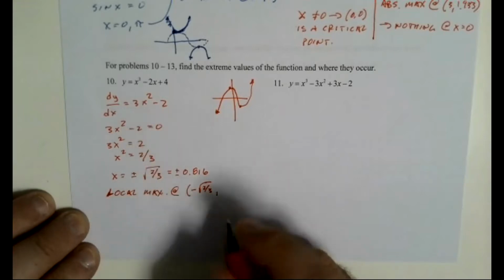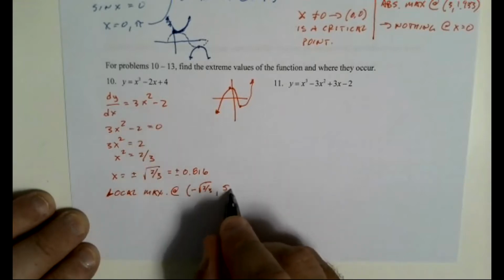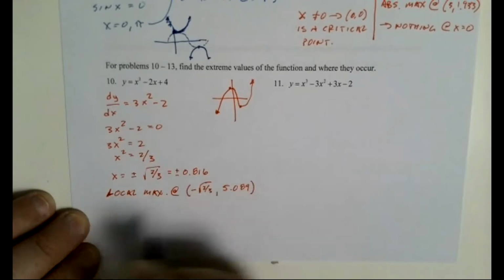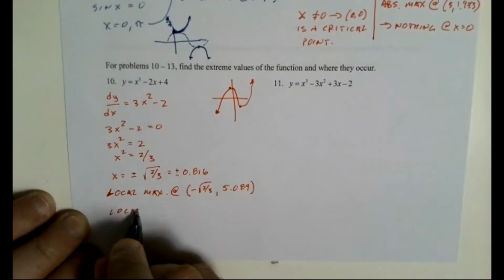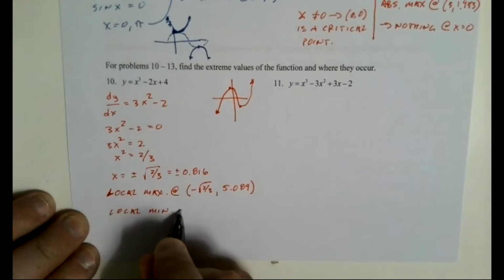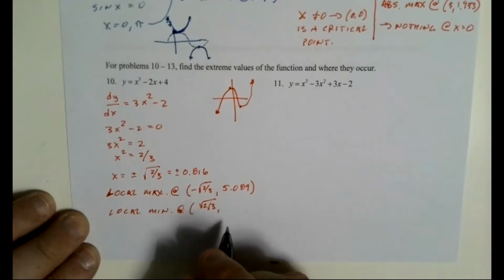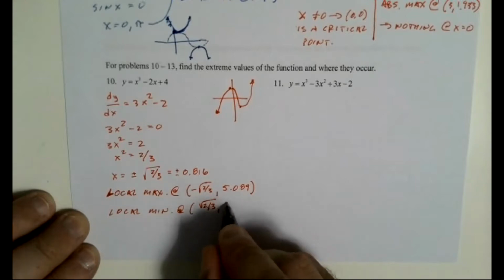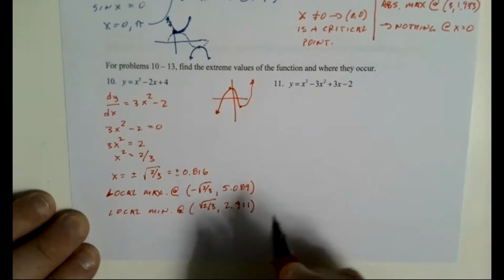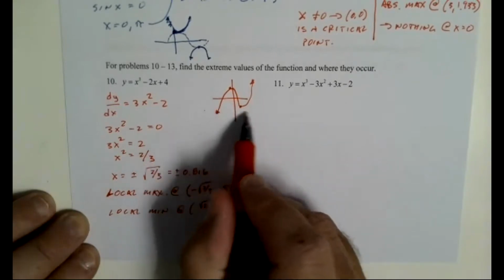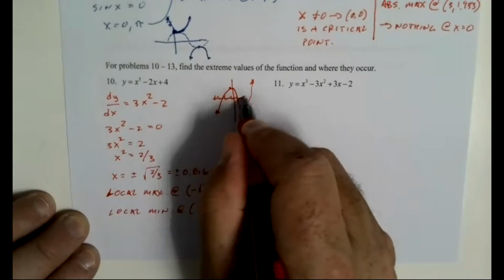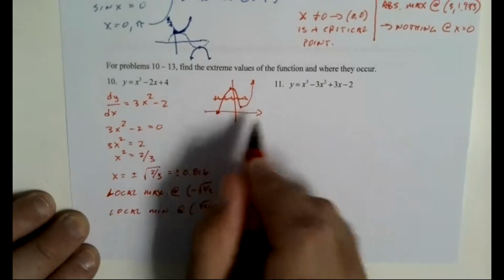Well, that one's asking way too much. So I'm going to go with 5.089. And then a local min at positive root 2/3, comma, 2.911. So my graph is terrible. This should be down here. Let's actually do that. It should be like here somewhere.